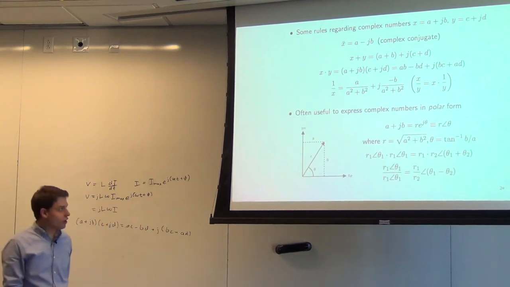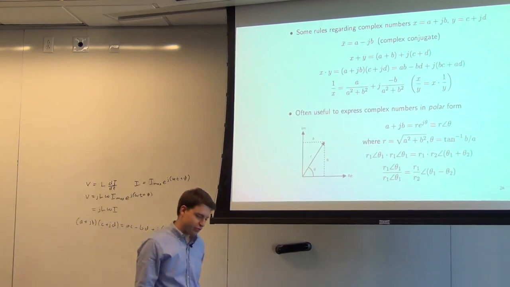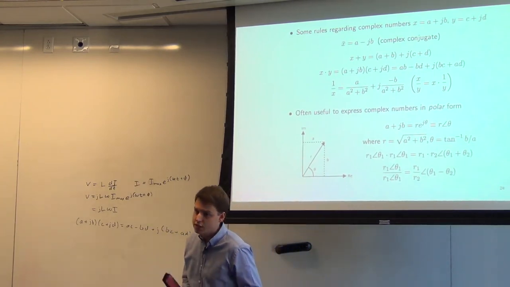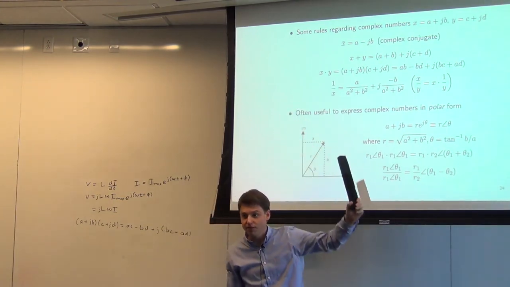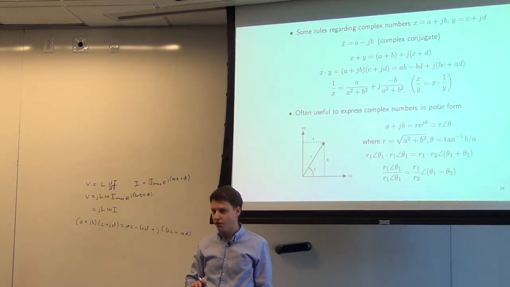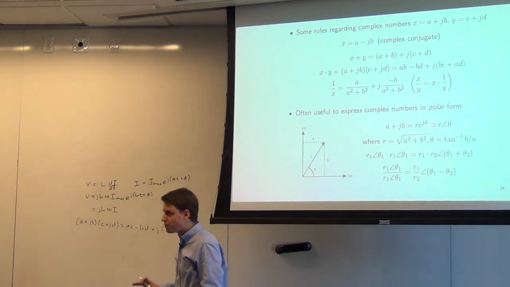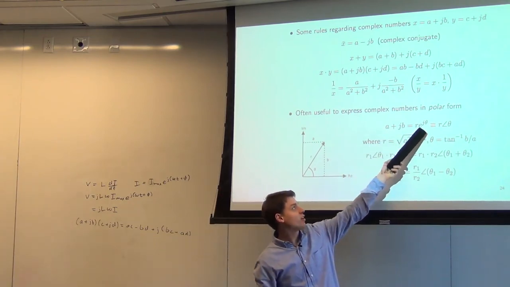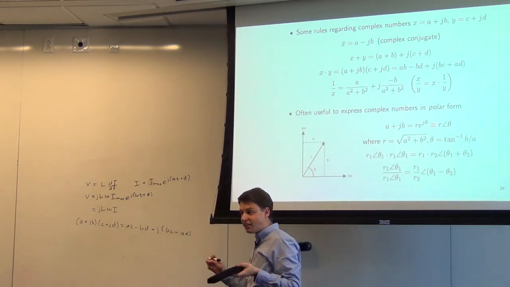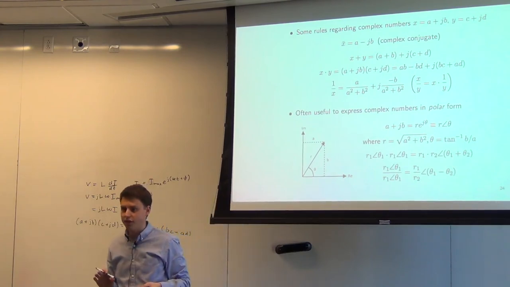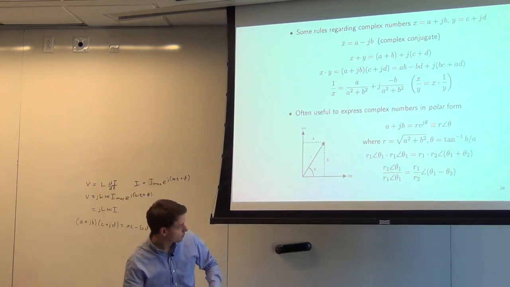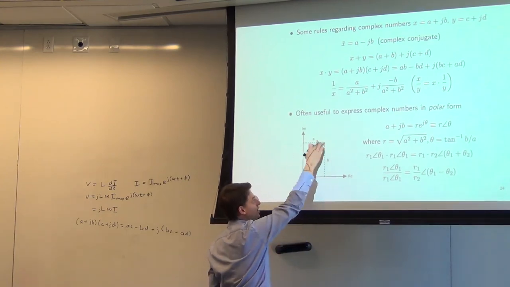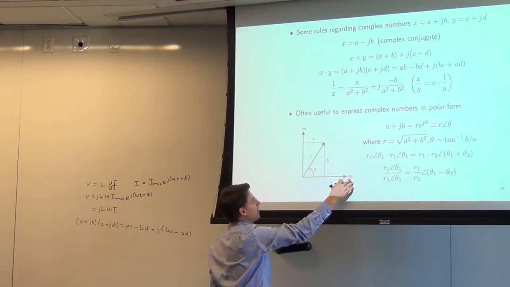Now, it's going to be very useful for our case, and we already started doing this a little bit, to represent complex numbers in what's called polar form. This one up here is the rectangular representation of complex numbers, where you explicitly represent the real and imaginary part. Sometimes a better way of representing them is polar form. There you represent it as a complex exponential, where you represent the magnitude and the angle. That corresponds to a drawing like this, where A is the x axis, the real axis, and B is the imaginary axis.